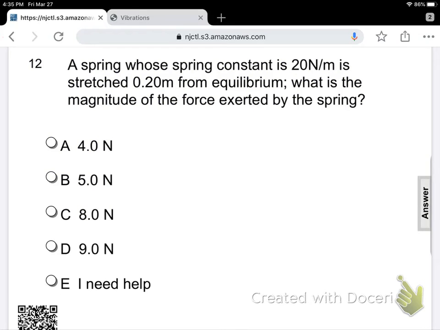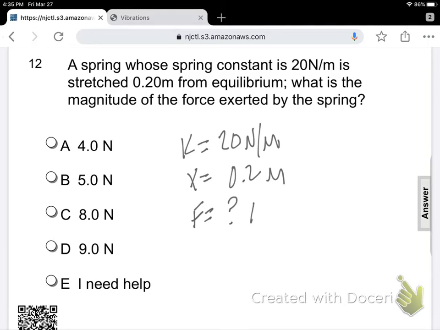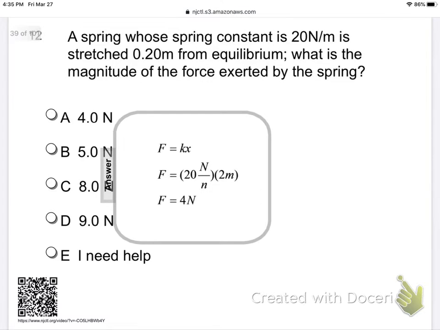We have a quick Hooke's law problem here. A spring whose spring constant, so that's K, right, equals 20 newtons per meter, let's write the givens, is stretched, so that's x, the distance it's stretched, 0.2 meters from equilibrium. What is the magnitude of the force? And remember, force is in newtons. So we can use Hooke's law, F equals Kx, plug in our values, and that force is 4 newtons.